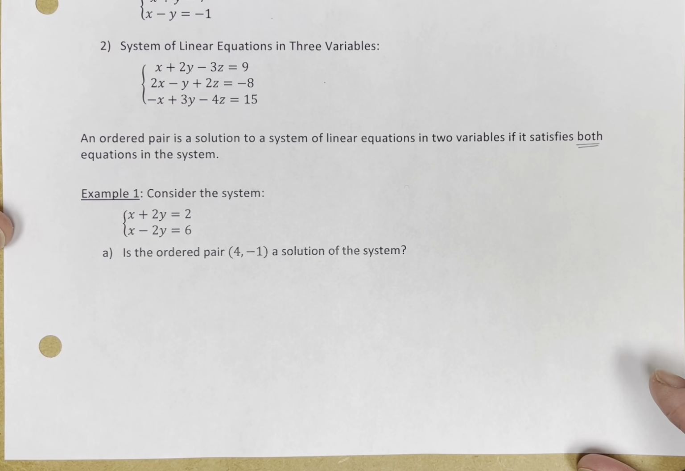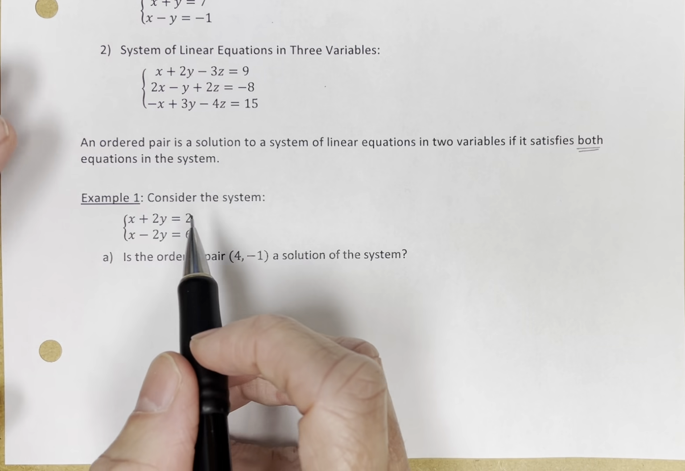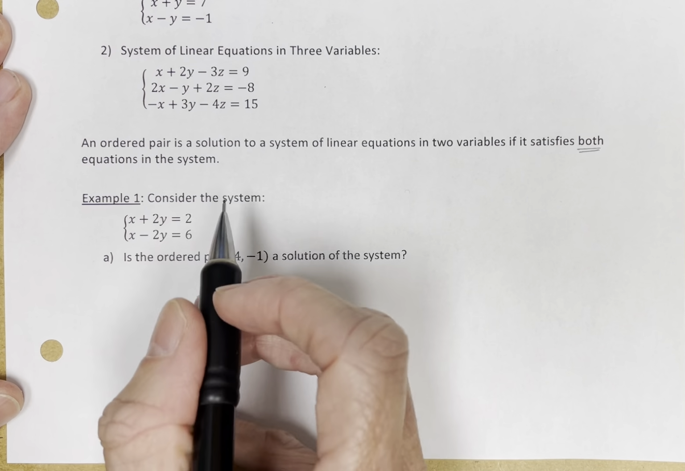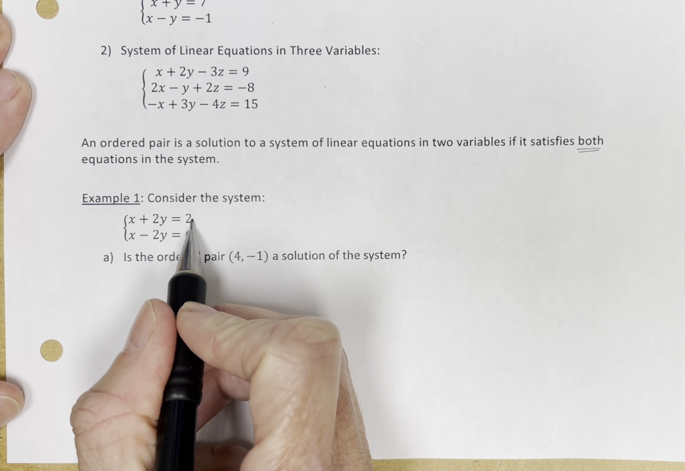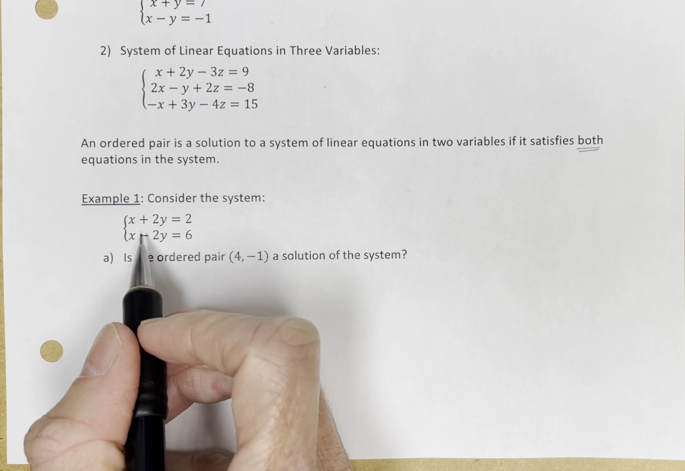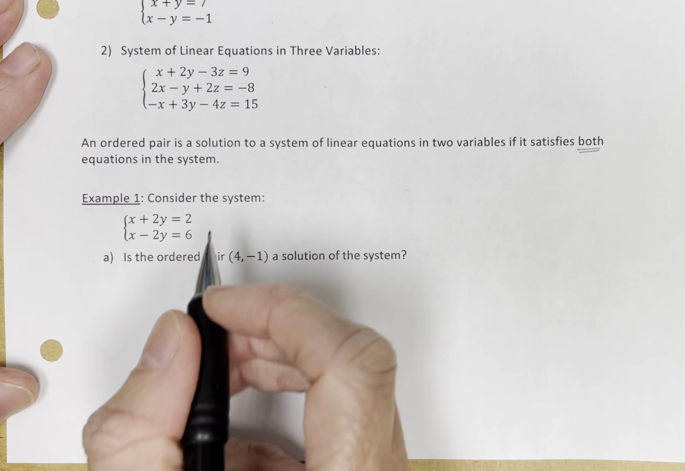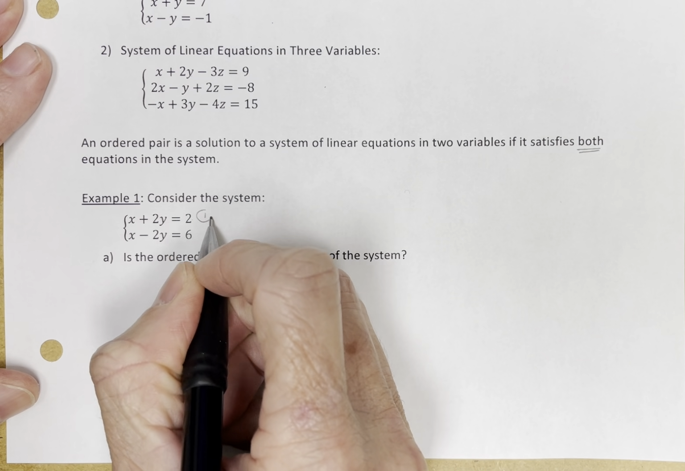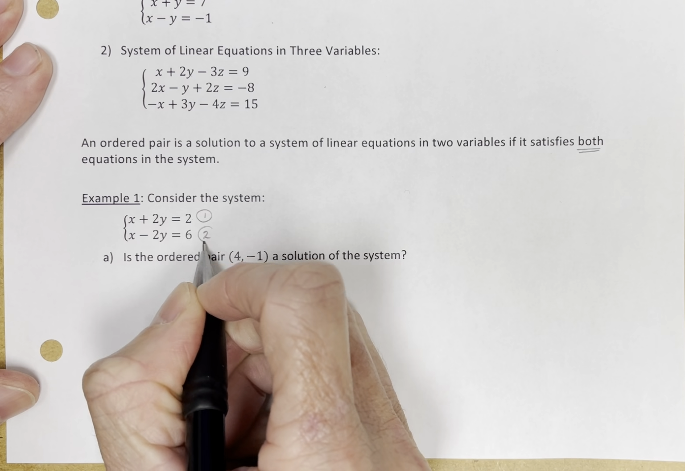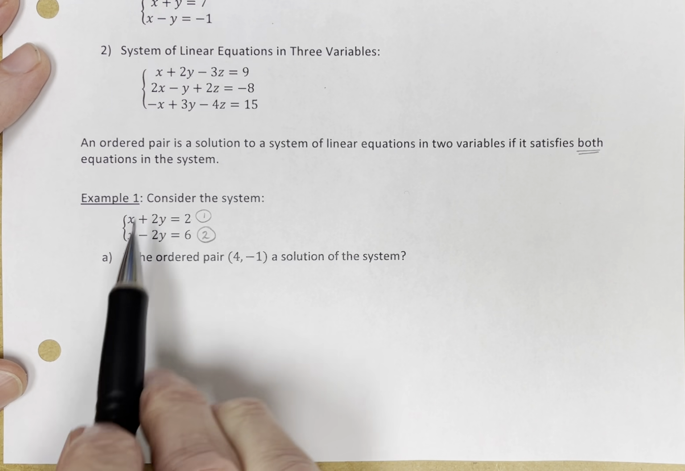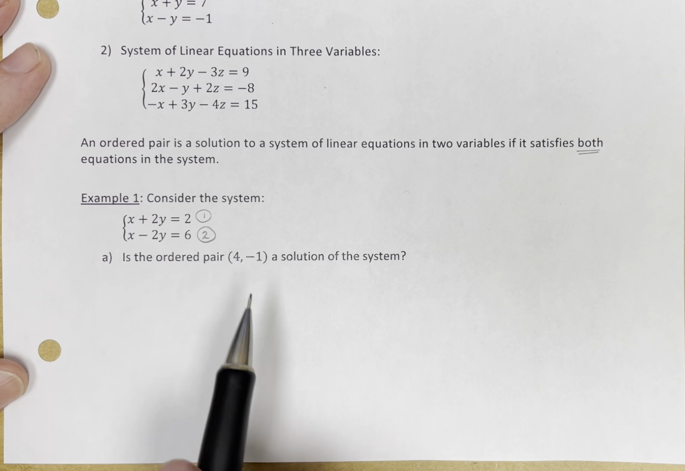Let me slide this up a little bit. I think I got it. Okay, example 1 here. Consider the system. Well, the first equation is x plus 2y equals 2. And the second equation is x minus 2y is equal to 6. And I'm going to label these equation 1 and equation 2, because I'm going to write them down here, and I want to make sure that you know which is which.